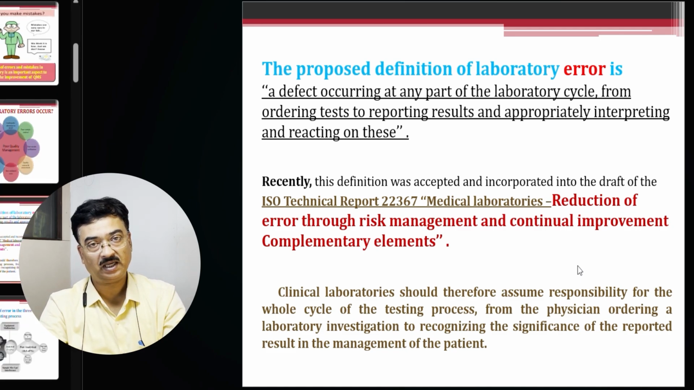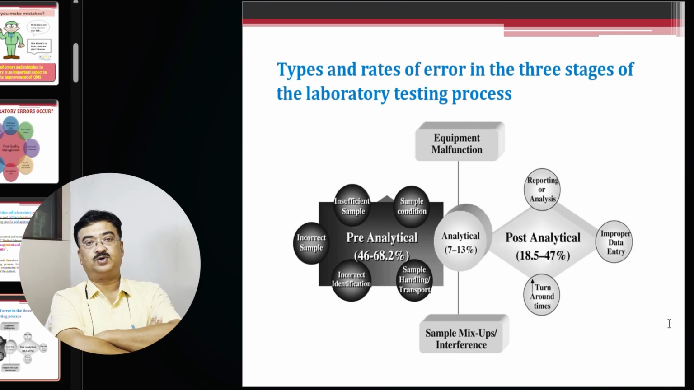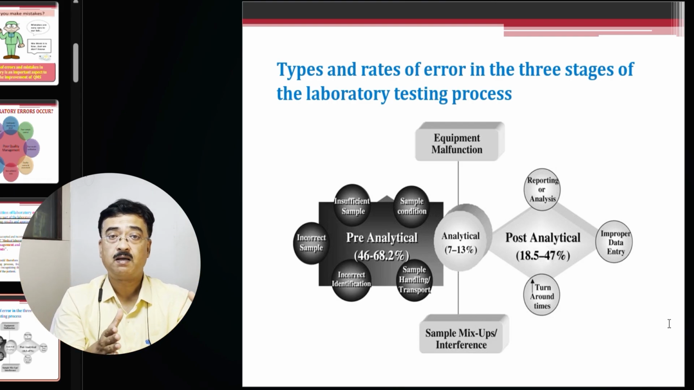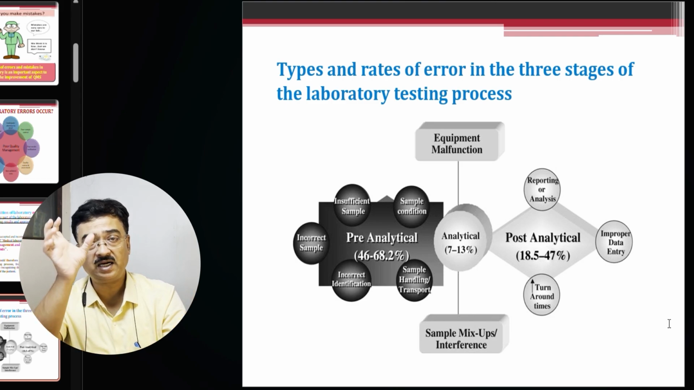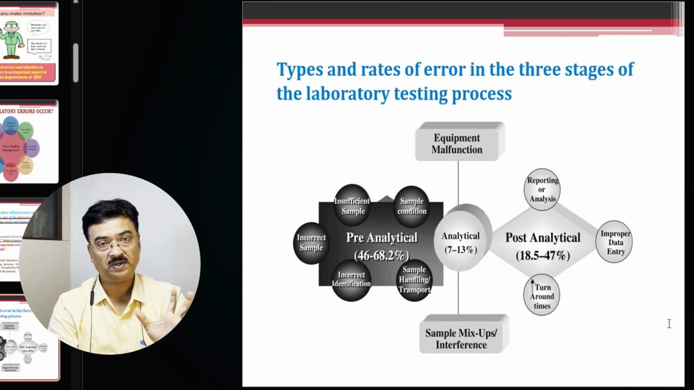Error has a big definition. But error means when you are not doing something right, or what is expected to be right. So we'll go with these errors and their types. In a laboratory, the errors are divided into 3 sections. One is the pre-analytical error, meaning the error has happened much before the analytical process, the main testing process, is even carried out. That is called pre-analytical.